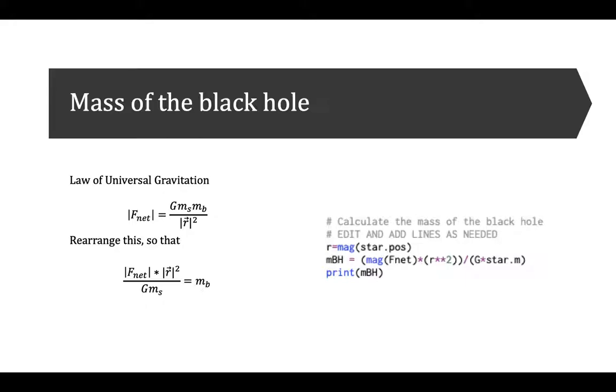According to this law, the magnitude of net force is equal to the gravity constant times the mass of the star times the mass of the black hole, all divided by the magnitude of the relative position of the star squared. We then rearrange this so that we're solving for the mass of the black hole, such that MBH is equal to the magnitude of the net force times the magnitude of the star position squared, all divided by this gravity constant times the mass of the star.